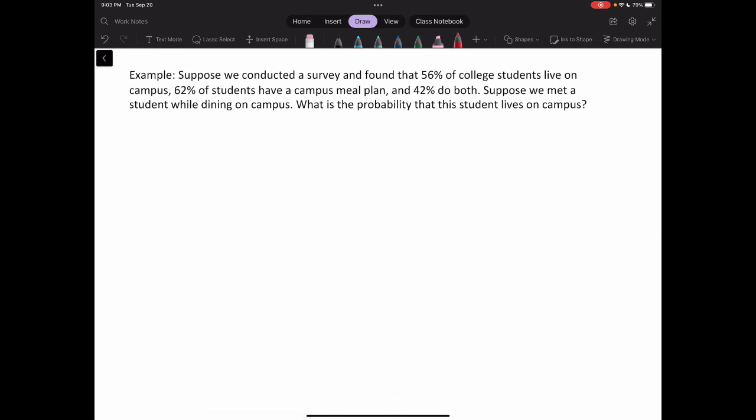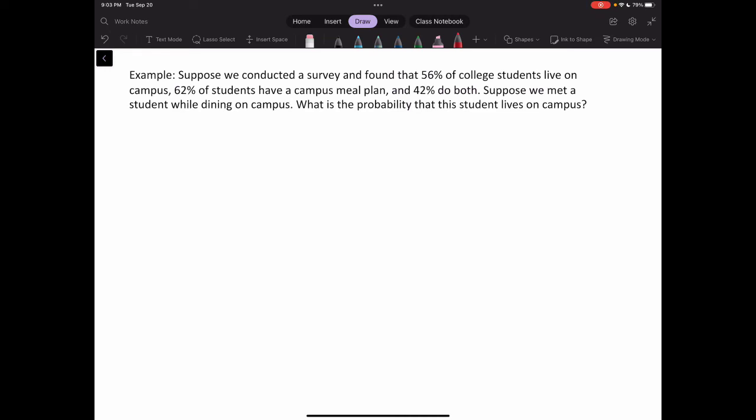Suppose we conducted a survey and found that 56% of college students live on campus, 62% of students have a meal plan from campus, and 42% have both. They live on campus and they have a meal plan. Suppose we met a student while dining on campus. What is the probability that this student lives on campus?